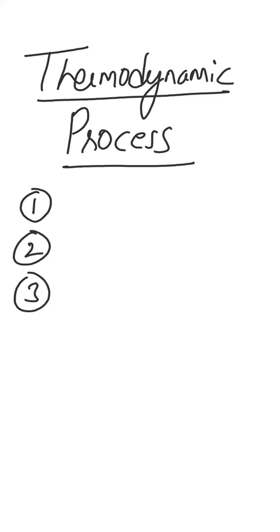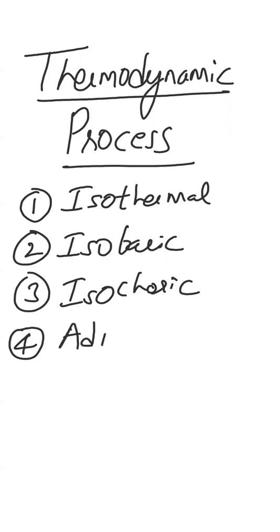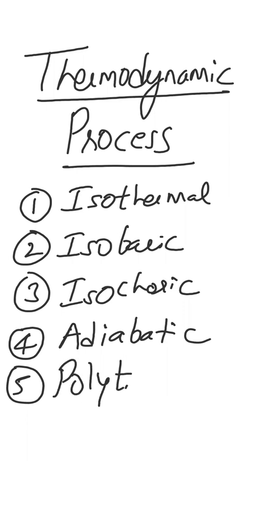So last time we learned the reversible and irreversible process. Okay, this is another classification of thermodynamic process: isothermal, isobaric, isochoric, adiabatic, polytropic.